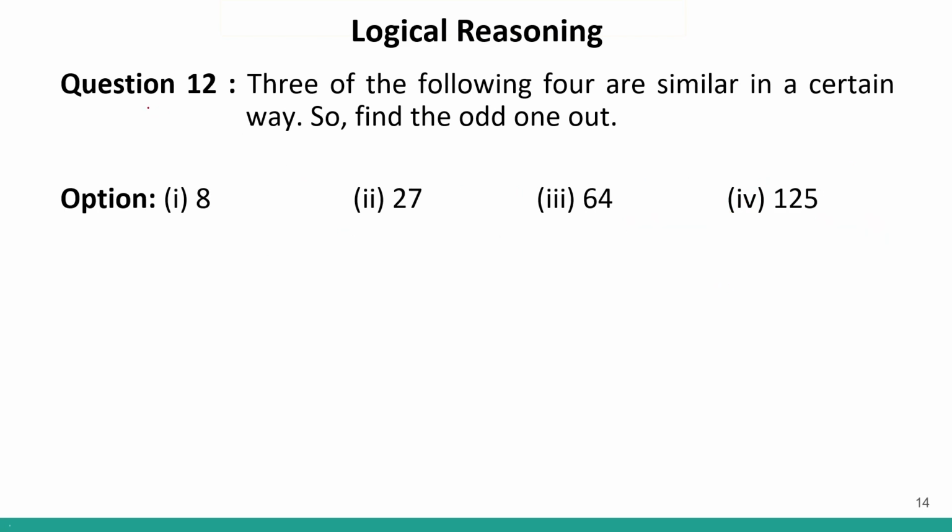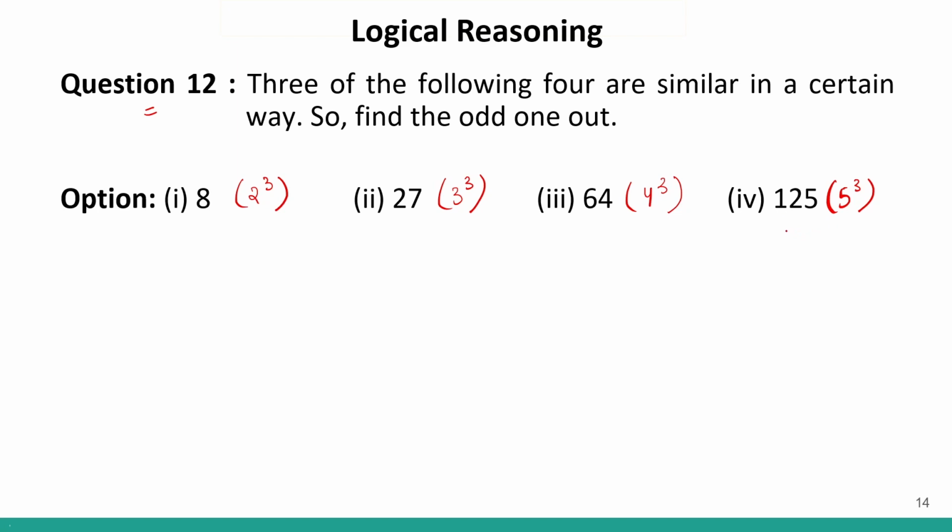Now, question number 12. Certain numbers are given to us: 8, 27, 64 and 125. If I look at these numbers, 8 is basically what? It is 2 cube. 27 is 3 cube. 125 is 5 cube. And 64 is 4 cube, or you can also say this is 8 square. But if I write it as 4 cube, then each and every number is a cube.